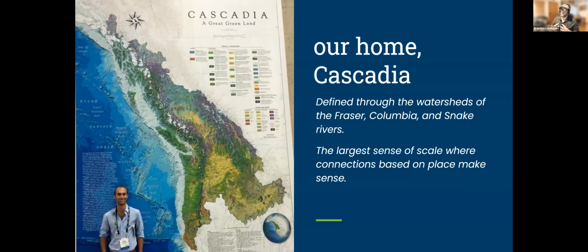So for us then, our bioregion becomes Cascadia, as defined through the watersheds of the Fraser, Columbia, and Snake Rivers, and the largest sense of scale where these physical connections based on place make sense. We can travel around this region. It is really big. I've definitely learned that in the last month. But again, when we travel, there are such similarities. And even where there aren't specific, say, ecotone similarities, the discussions that we're having around dams, around soil, salmon, bring all of us together.